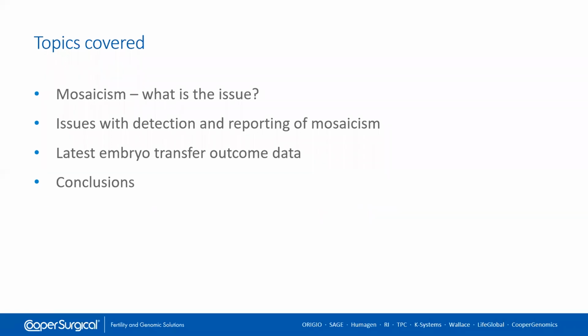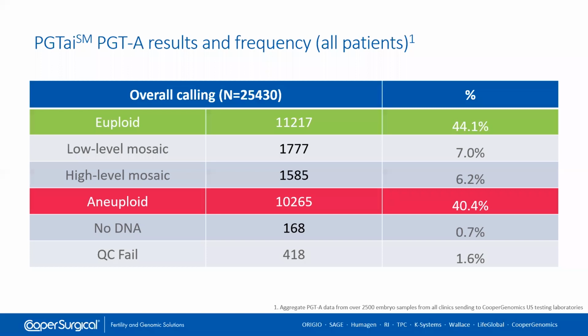So hopefully by the end of this, we will persuade you that mosaicism can be detected and the reporting of it is important. And we'll be driving that conversation off the latest transfer outcome data, which has been accumulated and continues to be accumulated through many centers and many times.